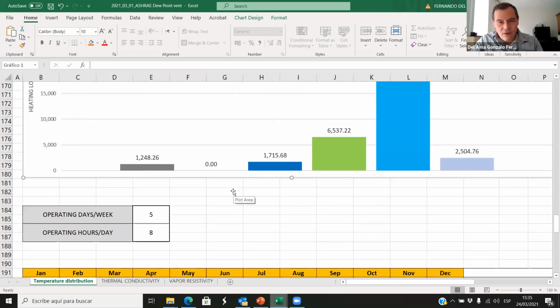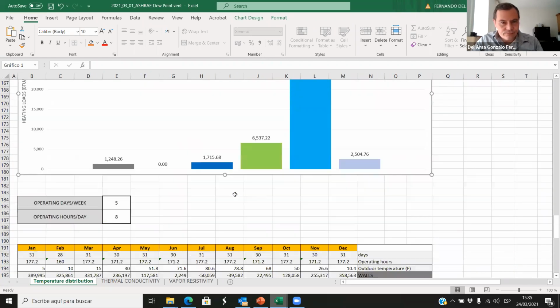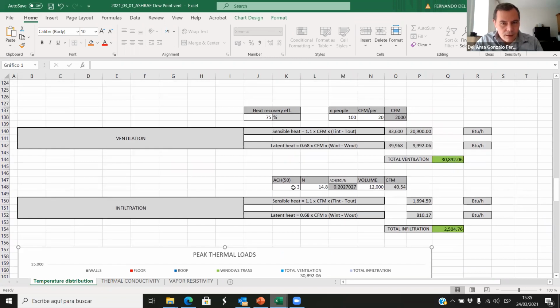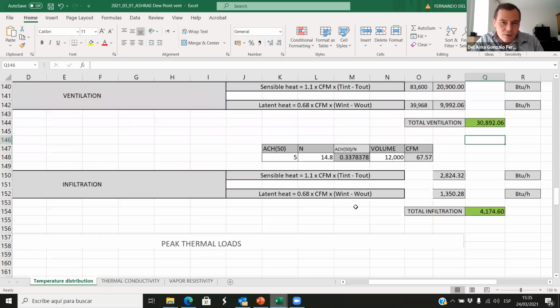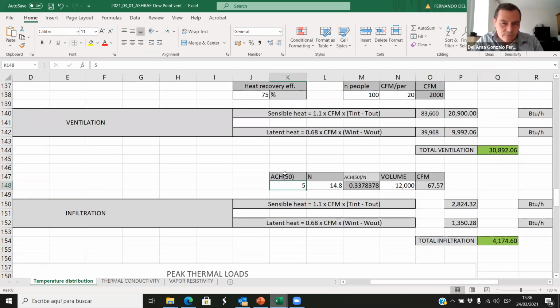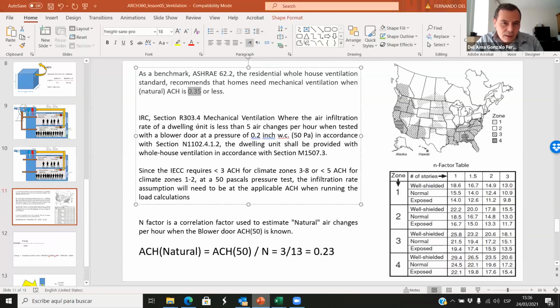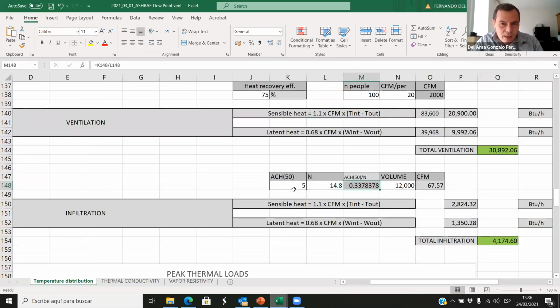If it's above 5, I think if we have 5 here, yep. So look at this, with 5 at 50 pascals, this is 0.3, almost 0.34. And the limit is at 0.35. Okay, so all the values that are above 5, let's say that we have 6, that would be 0.4, too much.